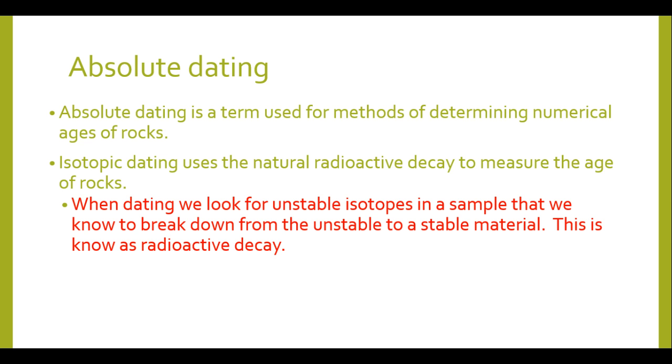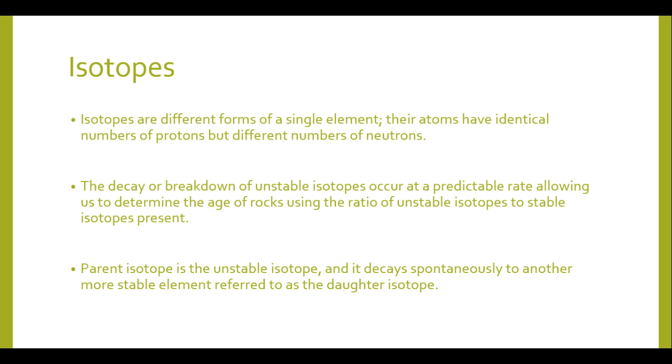Isotopic dating uses the natural radioactive decay to measure the age of the rocks. When dating, we look for unstable isotopes in a sample that we know break down from the unstable to a stable material. This is known as radioactive decay. Isotopes are different forms of a single element. Their atoms have identical numbers of protons, but different numbers of neutrons.